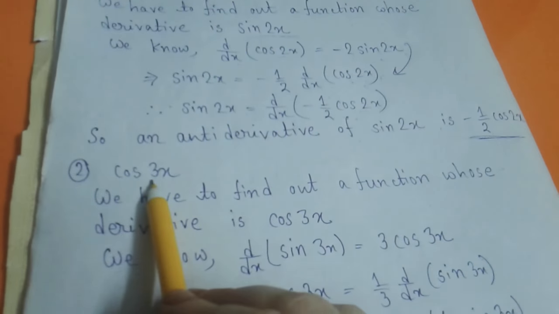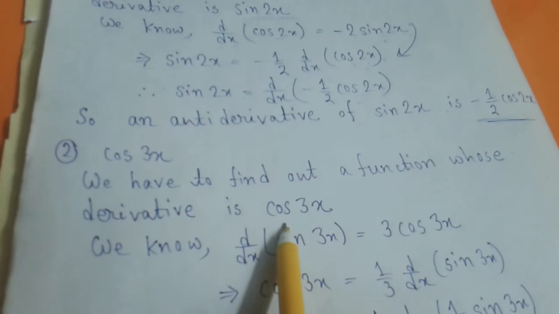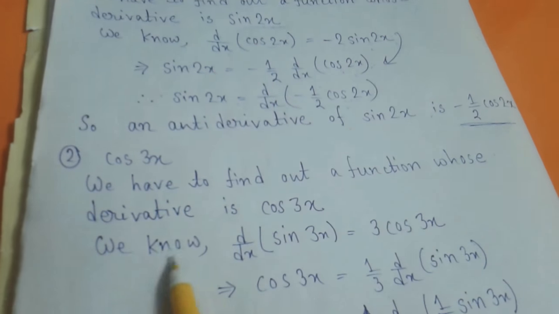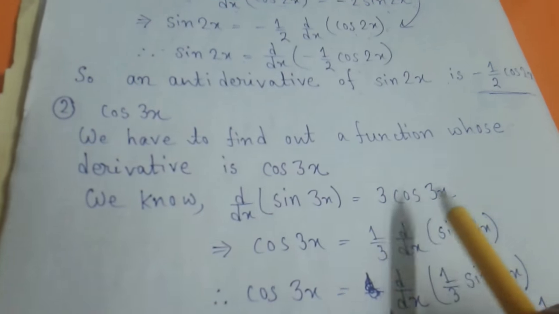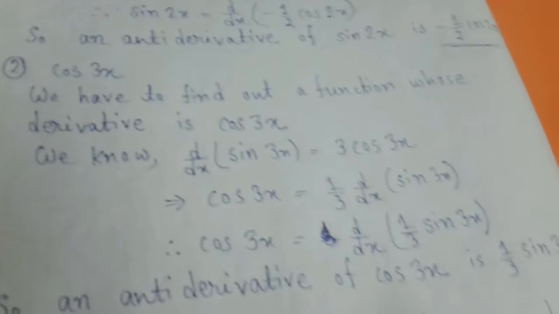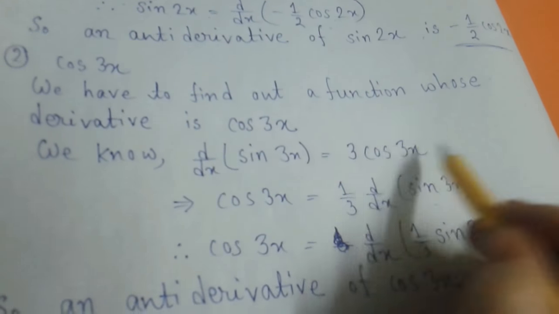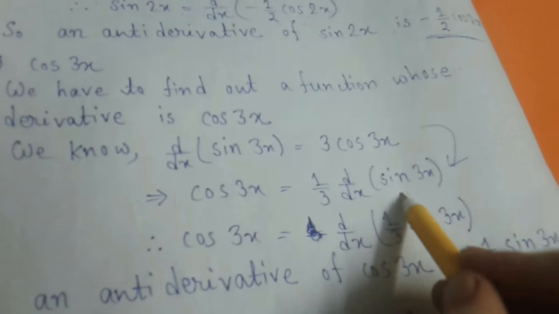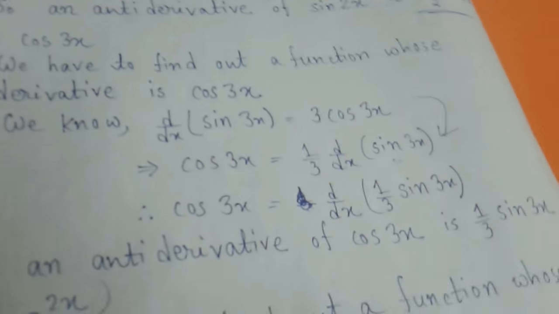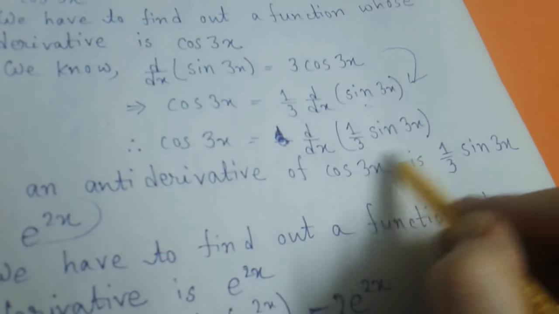Next, cos 3x. We have to find out a function whose derivative is cos 3x. We know d/dx of sin 3x equals 3 into cos 3x. So cos 3x equals 1 by 3 into d/dx of sin 3x. So cos 3x equals d/dx of 1 by 3 টাকে ভেতরে নিলে 1 by 3 into sin 3x. Now by definition of antiderivative, an antiderivative of cos 3x is 1 by 3 sin 3x.